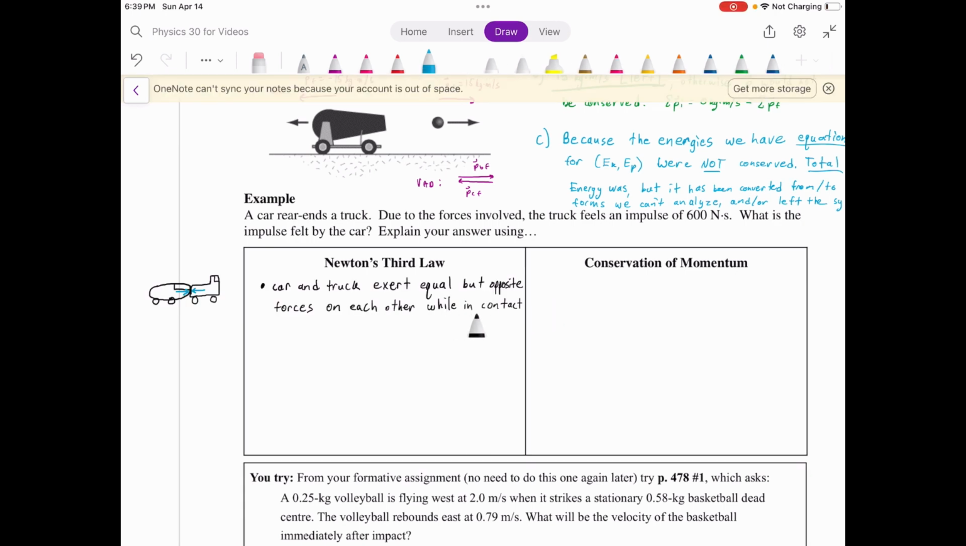So, as long as they're in contact, however hard the car is pushing forward on the truck will be pushing backwards on the car. Now, they have to be in contact with each other for the same amount of time, right? How could the car be in contact with the truck for a different amount of time than the truck is in contact with the car? If one's in contact, they're both in contact with each other. So they're in contact for the same amount of time and therefore exerting that equal but opposite force on each other for the same amount of time.